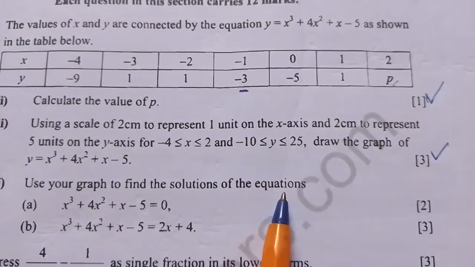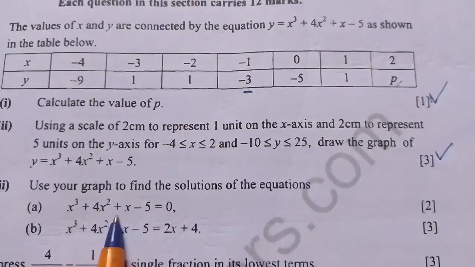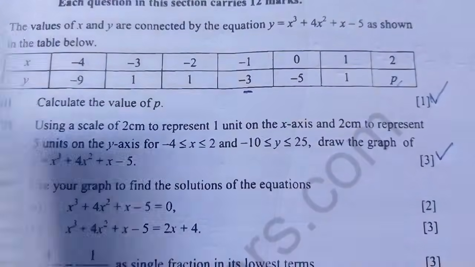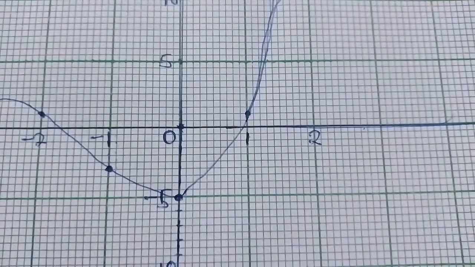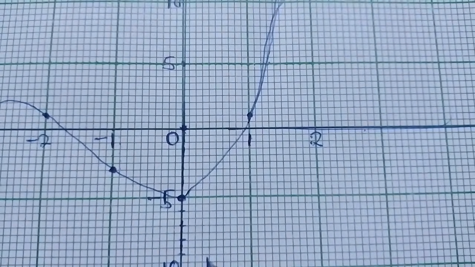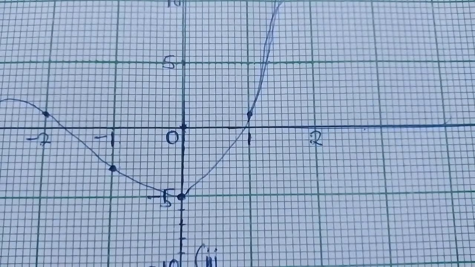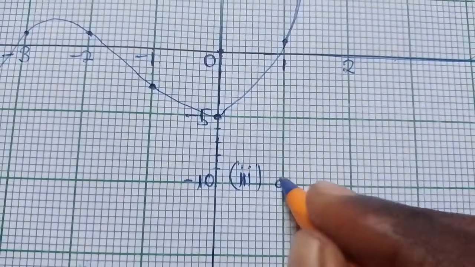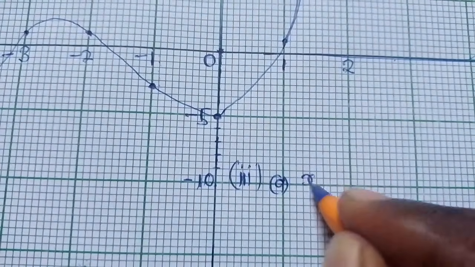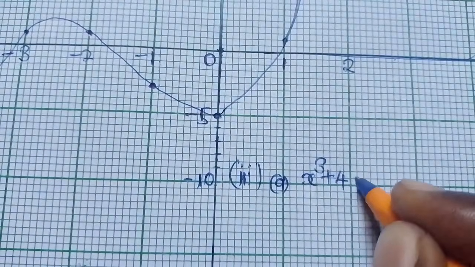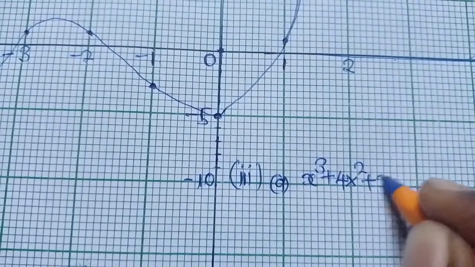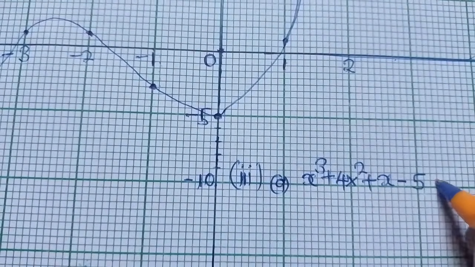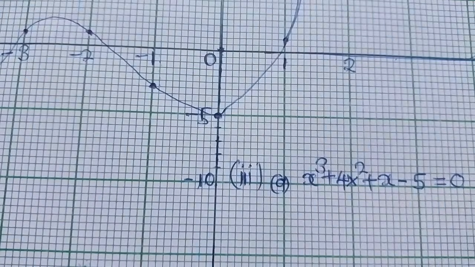How can you find the solutions of the equation using your graph? We go to the first one, which we are given. This is question 3a. So you can write it anywhere. This is question 3a, which is saying I want to solve this equation, which is x cubed plus 4x squared plus x minus 5 equal to 0. This is the equation I want to solve.